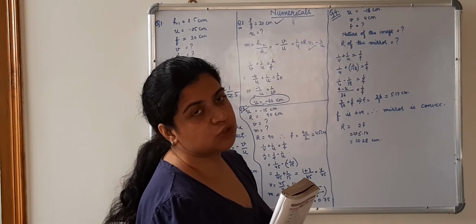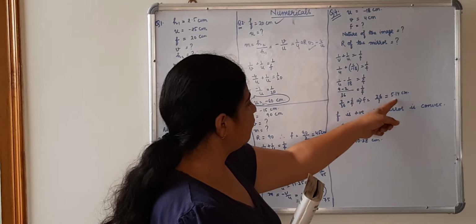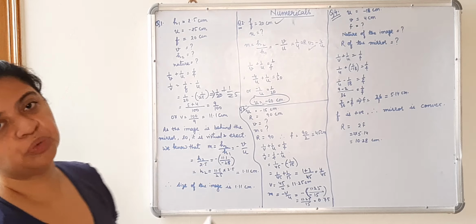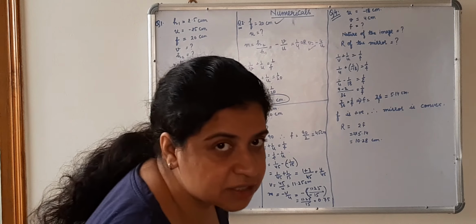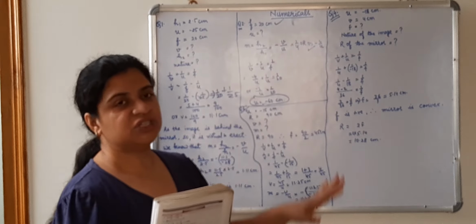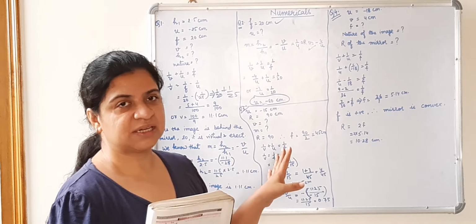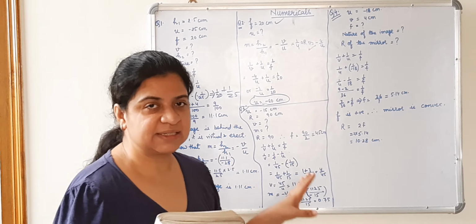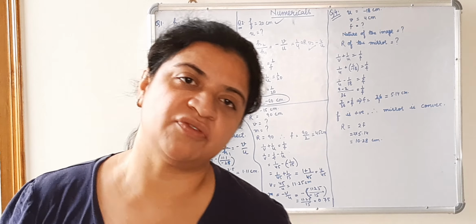R is the radius of curvature, here we need to find out. Radius of curvature is equal to twice the focal length. Focal length we got 5.14, so 2 into 5.14 is equal to 10.28 centimeter, the radius of curvature of the mirror. Now children, I think for mirror this is enough. Next time I am going to start the numericals related to the lenses. Thank you. Do these questions in your fair copies.